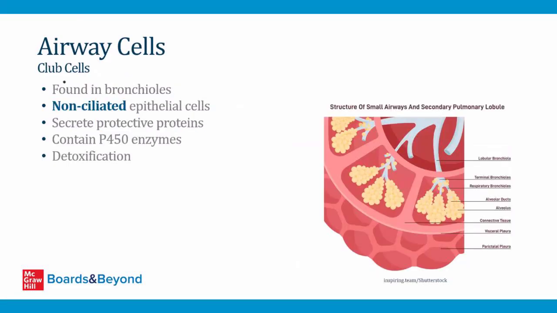Another cell type you can find in the airways are club cells. These are found in the bronchioles. These are epithelial cells, but they're not ciliated. And what they do is they secrete protective proteins. So this is part of defense of the respiratory system. They also have P450 enzymes, so they're capable of detoxifying some of the substances that can get trapped in the respiratory tree that are present in the air that we breathe.